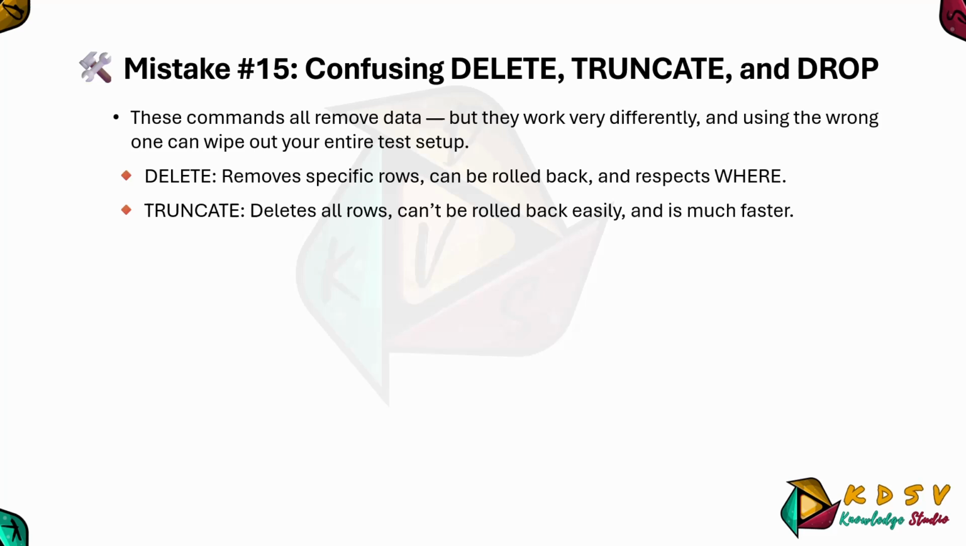TRUNCATE deletes all the rows, cannot be rolled back easily, and is much faster. Truncate should be used only when you want to delete all the rows from a specific table. If you have a specific condition to delete, then you should use the DELETE statement. The DROP statement destroys the entire table, structure and all. So if you want to delete the entire table along with its structure, use the DROP statement.